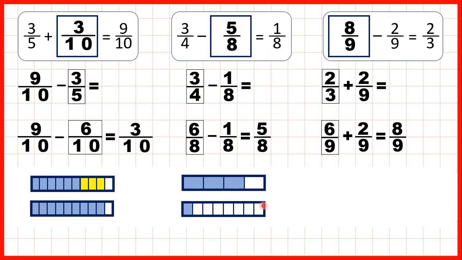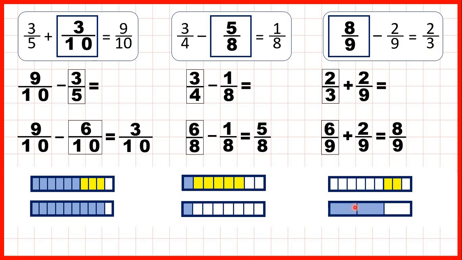Then for this middle question, we had 3/4, and we knew that something had been subtracted to make 1/8. 3/4 is the same as 6/8, so we can see that 5/8 must have been subtracted to leave just 1/8. Then we knew that 2/9 had been subtracted to leave 2/3. But because 2/3 is the same as 6/9, we can add that to 2/9 to get 8/9 altogether. So that was our missing minuend.